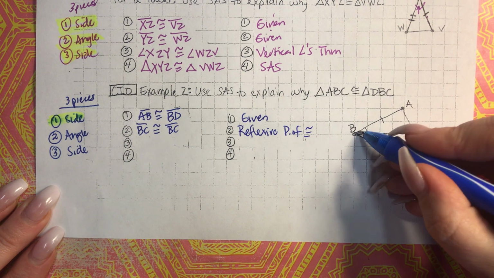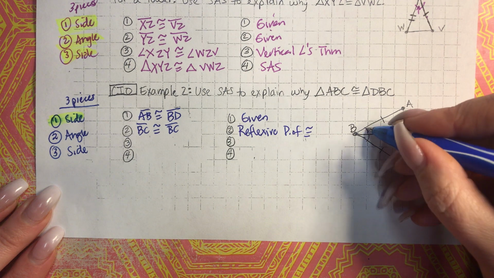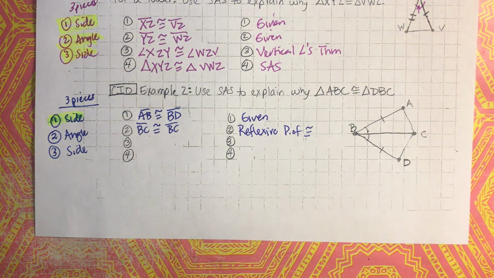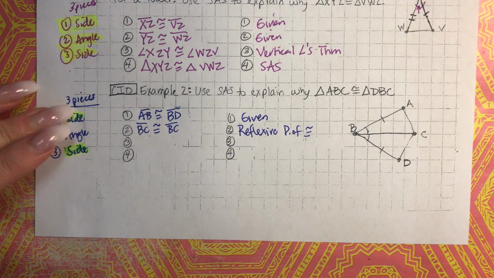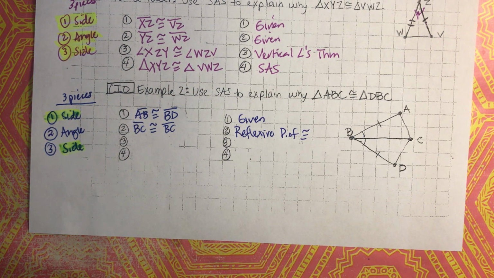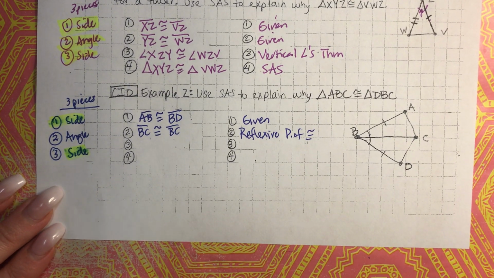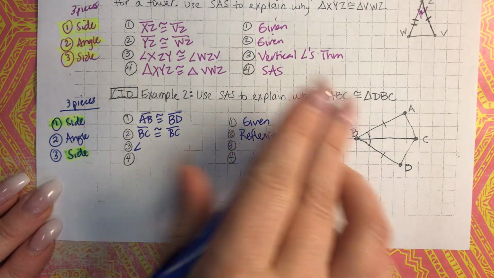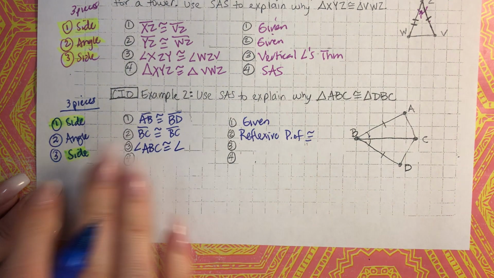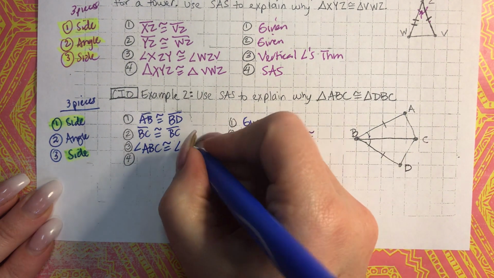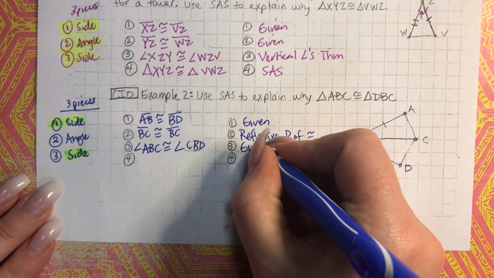So yeah, we know that this one's the same, and these angles are in between those two sides, so this means that it's the included angle. It's right between, that angle is right between those two sides, which is exactly where we need it to be. So we can say that angle ABC is congruent to angle CBD. Oh, that's just given. The problem gives us that.